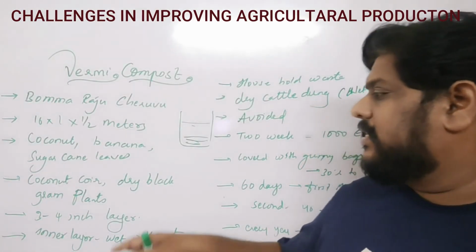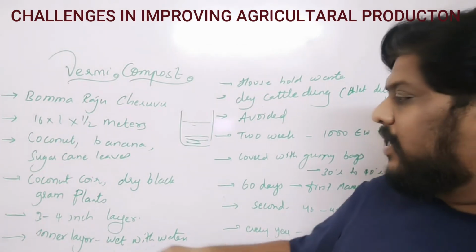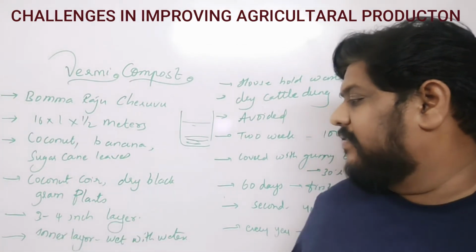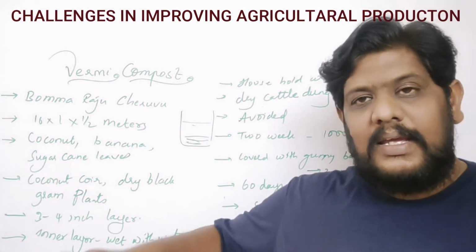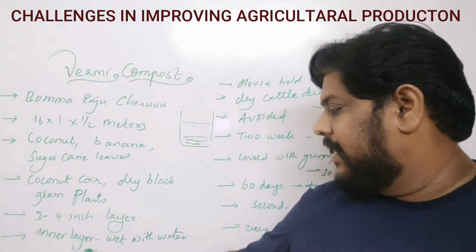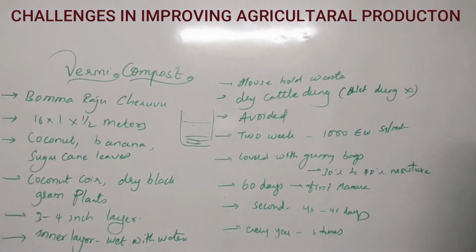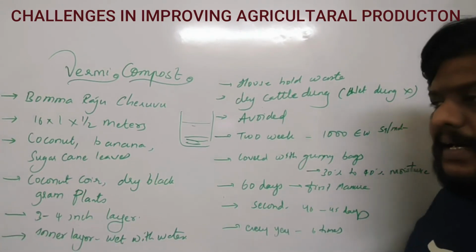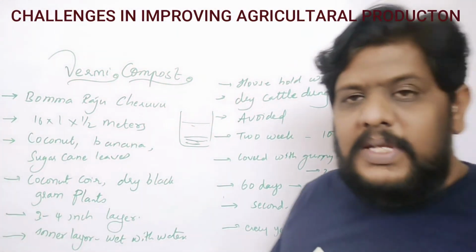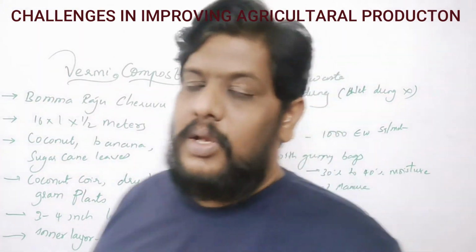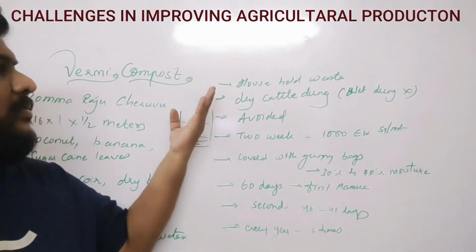So all those things, they have used, and they have made around a 3 to 4 inch layer with that. Okay, and when they come to the inner layer, they made it completely wet with water. Also, they have collected the household waste. That means whatever houses are there in the village, they collected the waste from the houses.